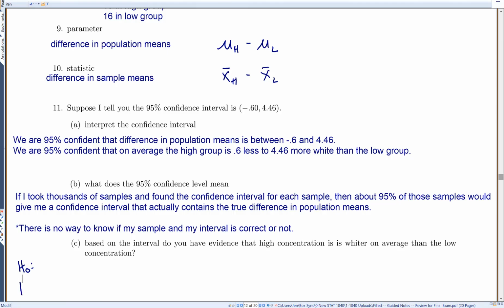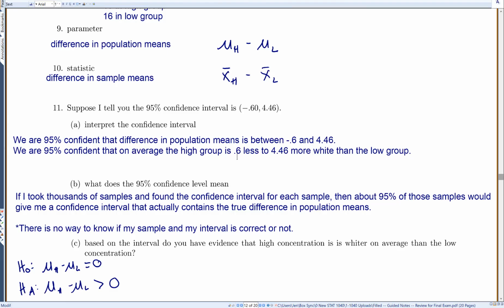So let's figure out, what would our null and alternative hypotheses have been? The null hypothesis would have been that the difference between the groups was just equal to 0. It's always equal to 0. And the alternative would have been that the high group minus the low group, well, we want the high group to be wider, so this should be greater than 0. So what we want to do is see, is 0 in the interval? And yes, 0 is in the interval.